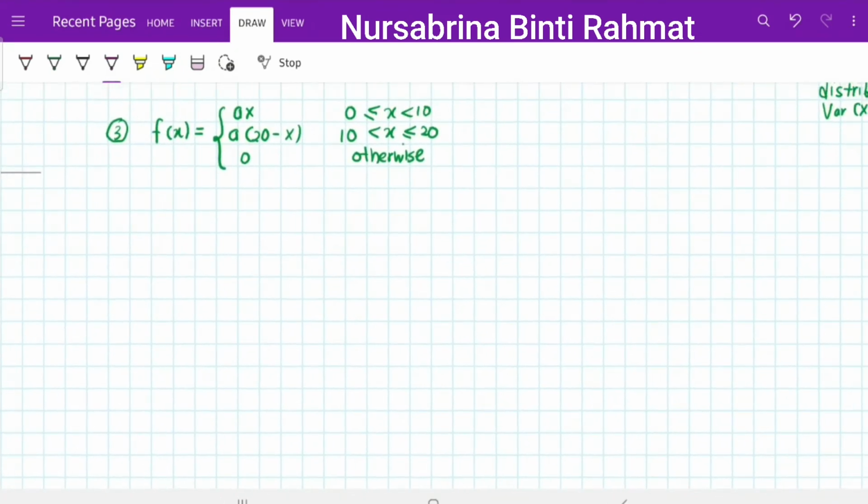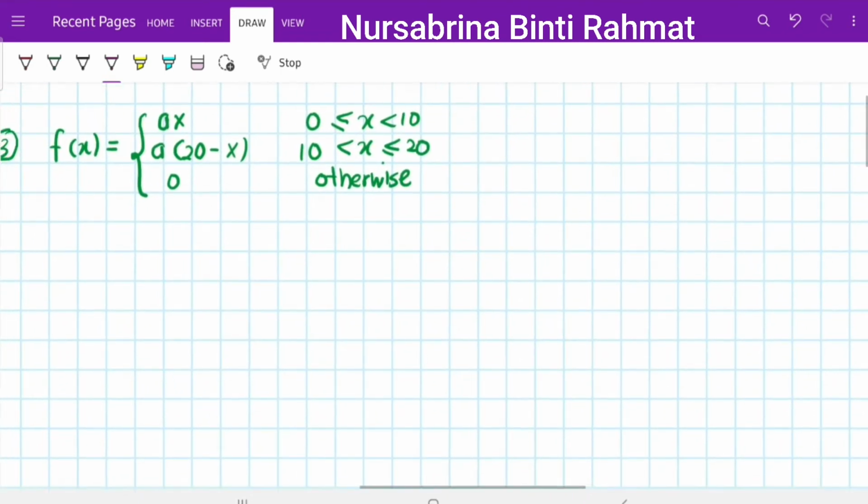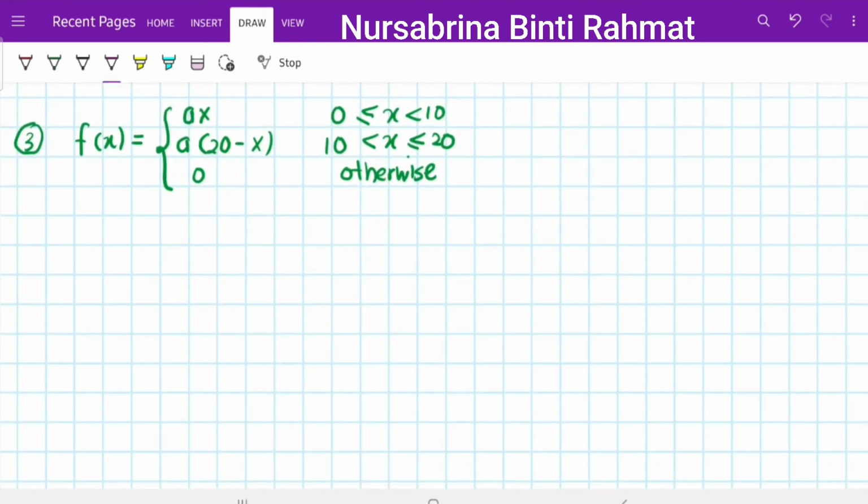So here is your third example. You are given this function, and here we have an unknown a. There are two different probability density functions for two different class intervals. The question asks you to determine what a is. So the questions are: first, find a, and secondly, find E(X), which is your mean.